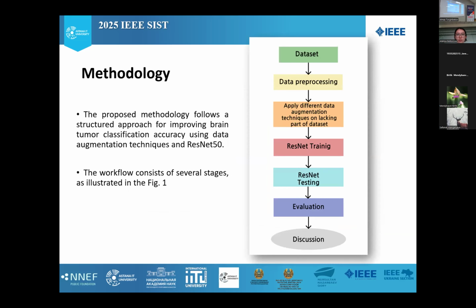So in order to address this problem, our methodology adopted a systematic and structured approach, integrating various data augmentation techniques with ResNet 50. So here you can see our workflow. Firstly, we perform data processing, then we trained our ResNet without any data augmentation, and then we applied different data augmentation techniques. After that, we again trained it, and after getting the results, we compared and discussed them.